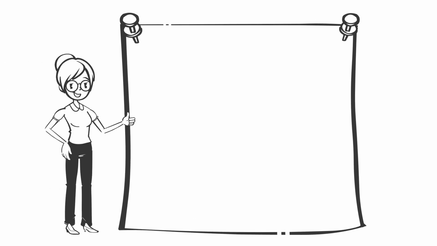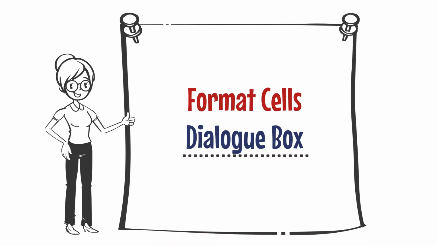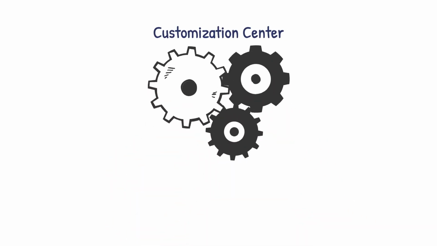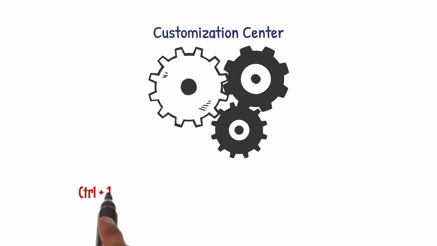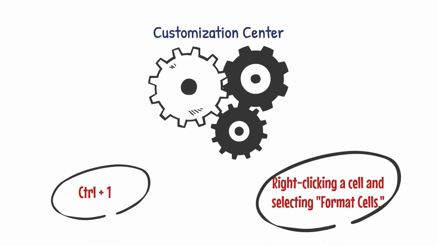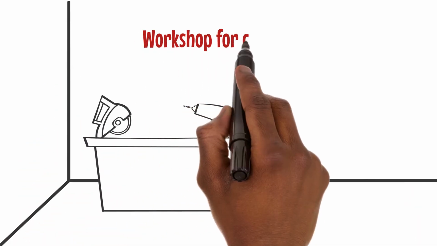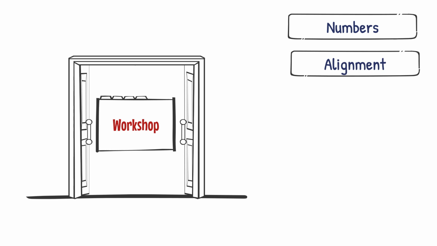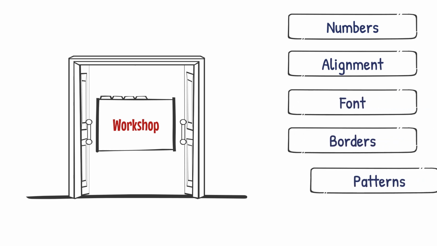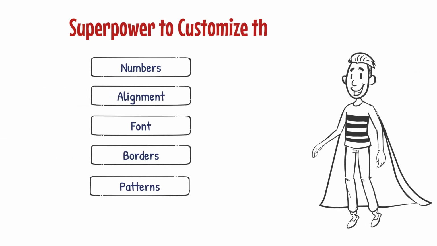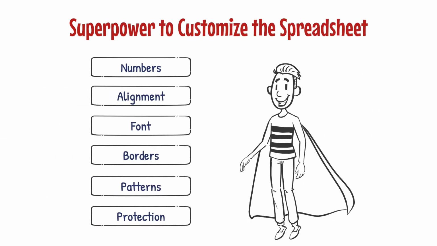Now, let's talk about the Format Cells dialog box. Think of it as your customization center. You can access it by pressing Ctrl+1 or right-clicking a cell and selecting Format Cells. It's like having your own workshop for creating styles. Inside this workshop, you've got tabs for numbers, alignment, font, borders, patterns, and protection. Each tab is a superpower you can use to make your spreadsheet look exactly how you want.